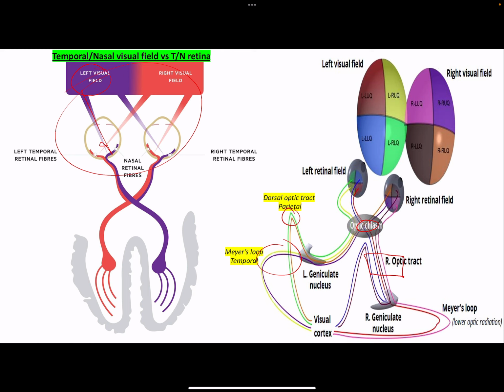Even up and down. We have these dorsal tracts which move up, and they are going to account for the lower visual field. And then Meyer's loop in the temporal region is going to be associated with the upper visual field. We're going to see more of this right here.